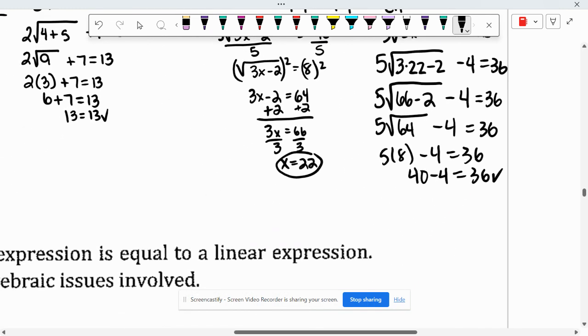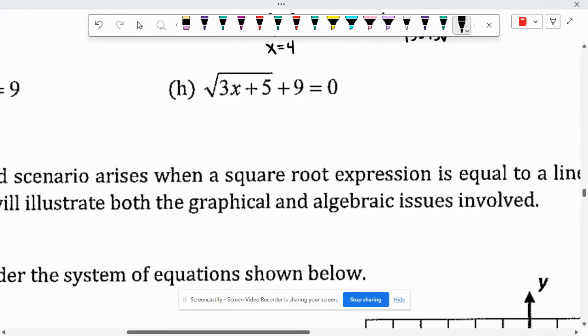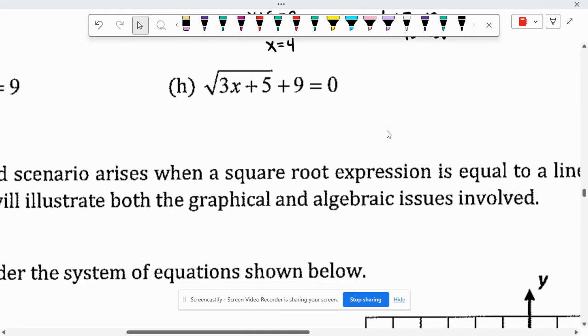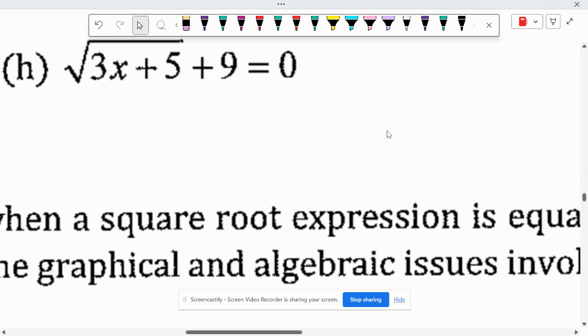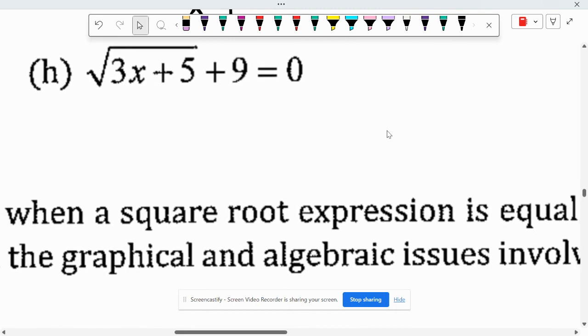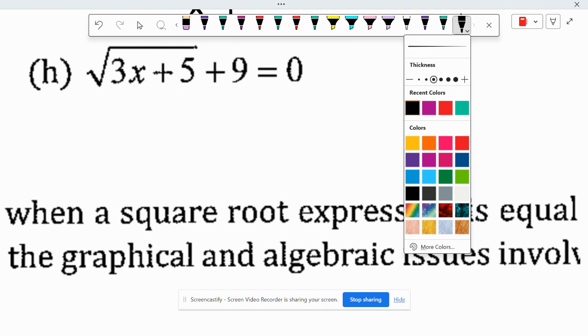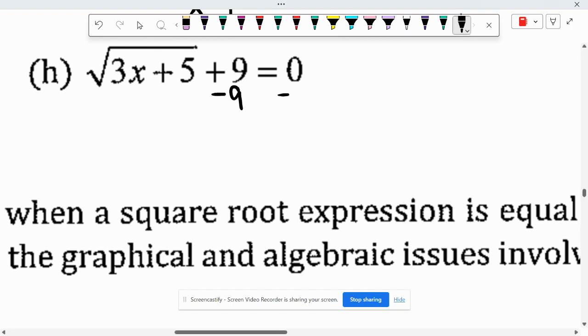I love it that you guys are feeling confident about that. We're just going to do H, and it's in such a teeny little tiny spot for me. I'm going to try and squeeze it in here, but it's going to be fast, so I should be able to get the work in here. So when I do H, the first thing I have to do to get the radical symbol by itself is subtract 9.